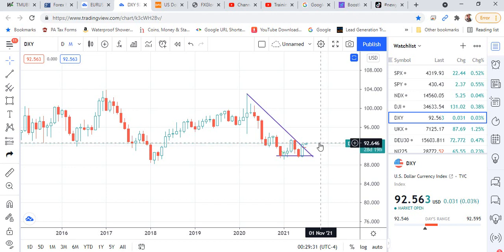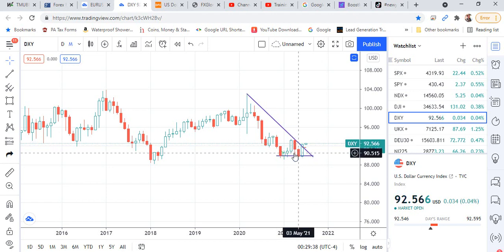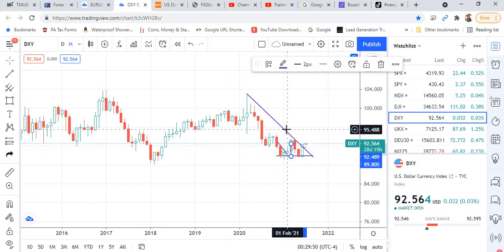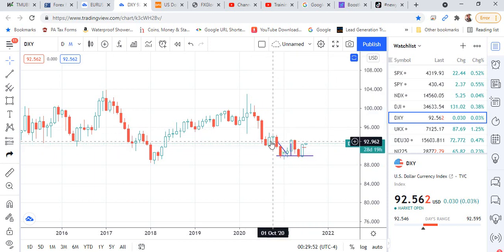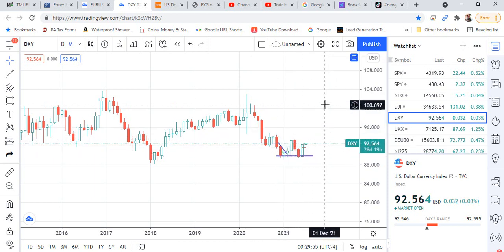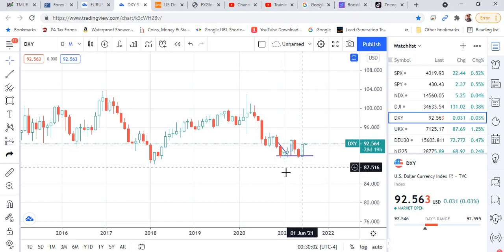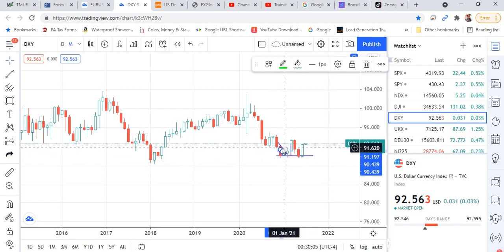I say once DXY clears this old resistance at 93, where it broke down a few months ago, right here at this top, I think we'll be in really good shape. We could even make like a W, like boom, boom. Let me get rid of this. Let me just show you, boom, boom, boom, boom, up, right? We can go to 100 maybe. But yeah, this is looking pretty decent for the dollar for the while.